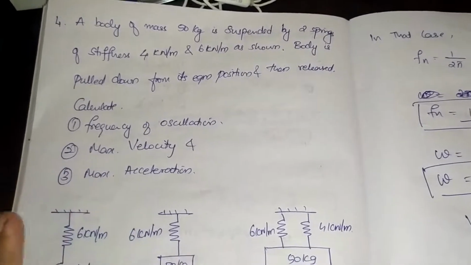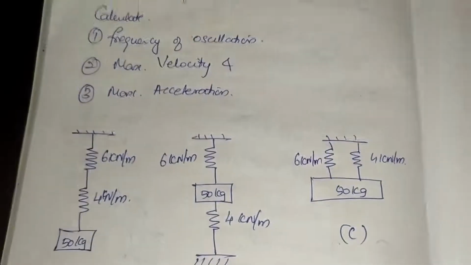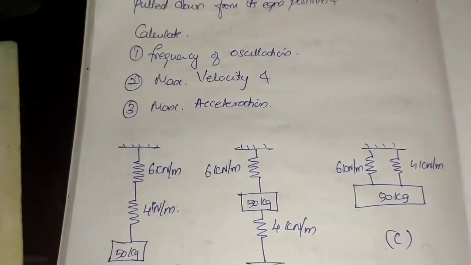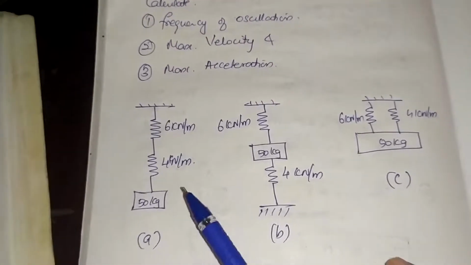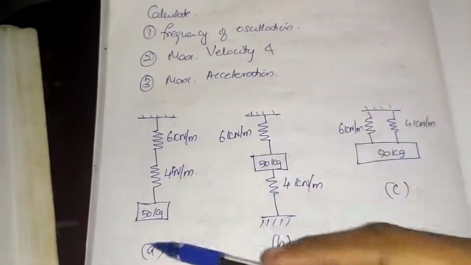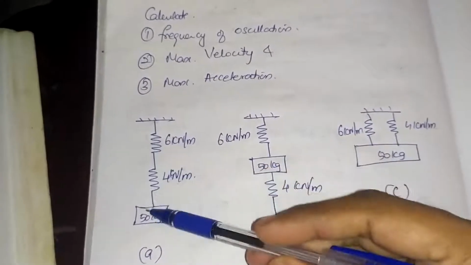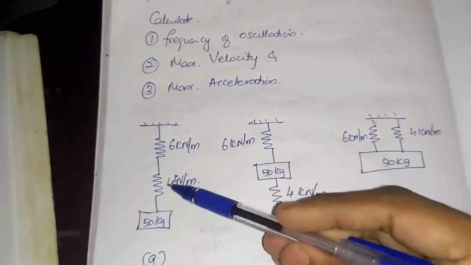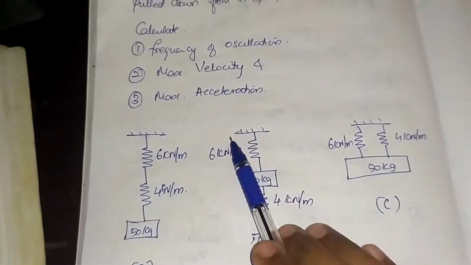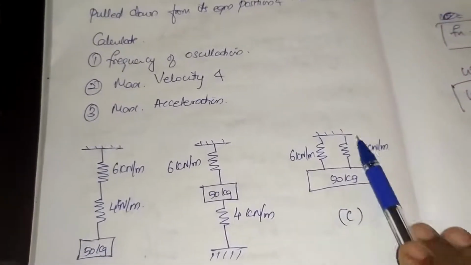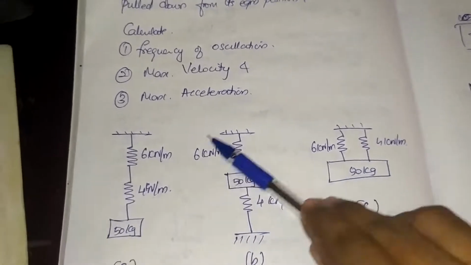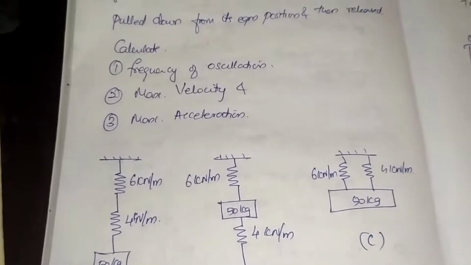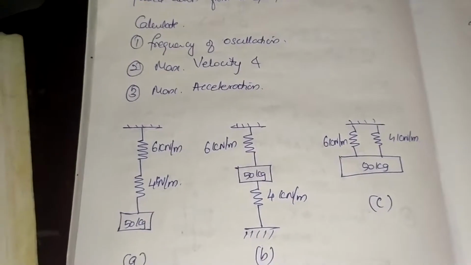Okay, clear? Now there are three cases. What is this? From the figure itself you know that this is series. And if you consider the third case, this is parallel. From the diagram itself it's clear. Now what is this? Is it series or is it parallel? This will be parallel. How do you know that?